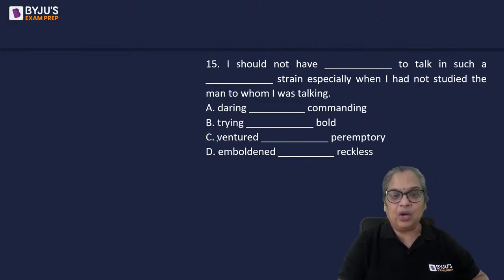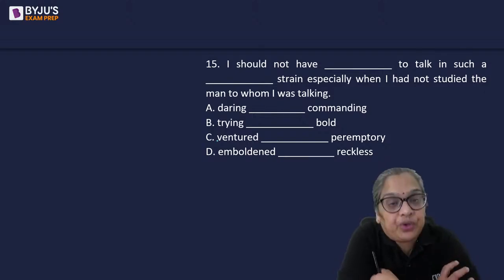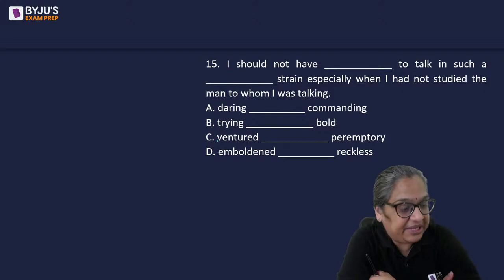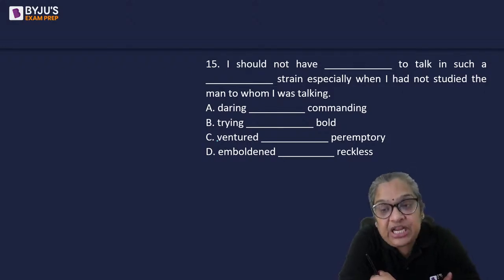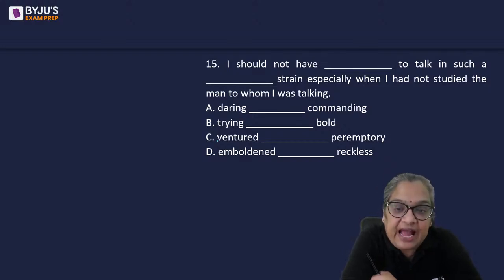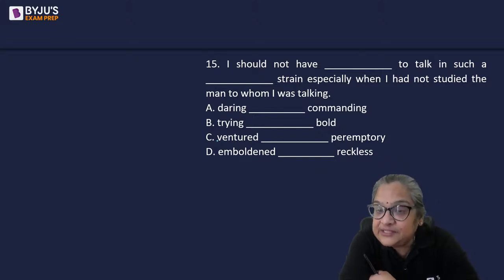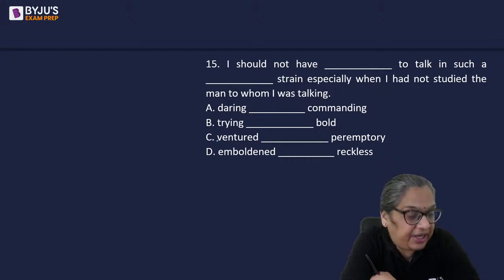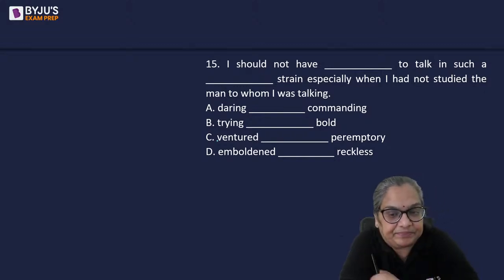I should not have dashed to talk in such a dash strain, meaning manner, especially when I had not studied the man to whom I was talking. I shouldn't have dashed to talk in such a dash strain, especially when I had not studied the man to whom I was talking. What word fills up the blank perfectly and makes sense?